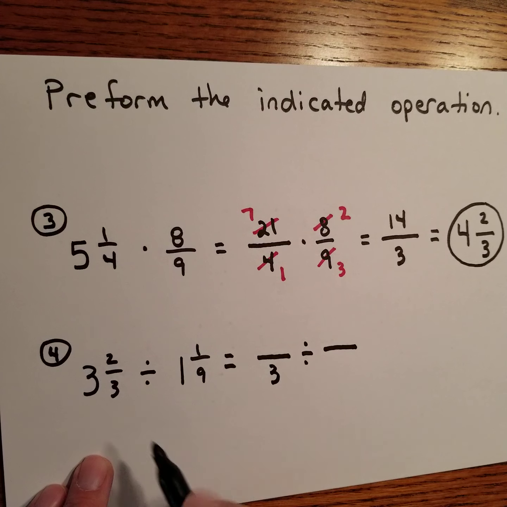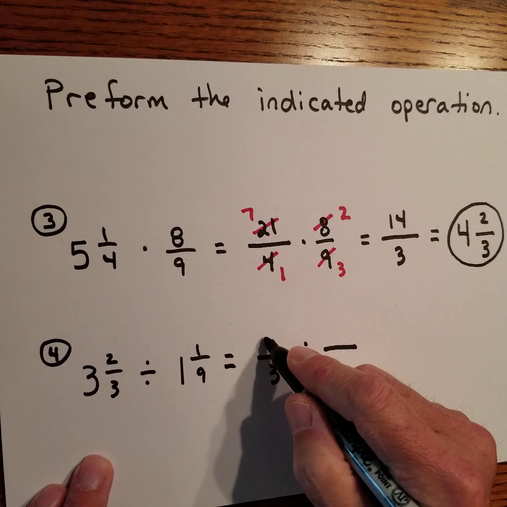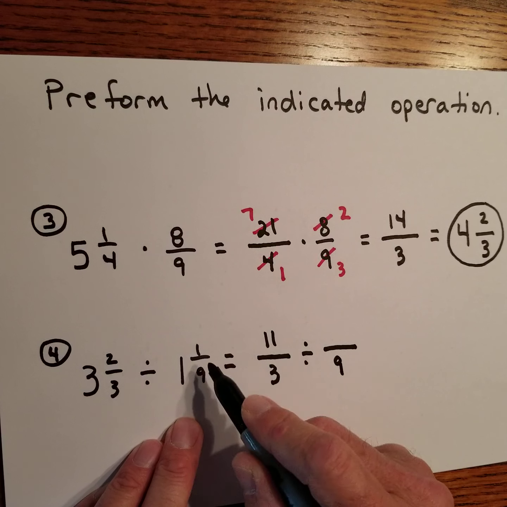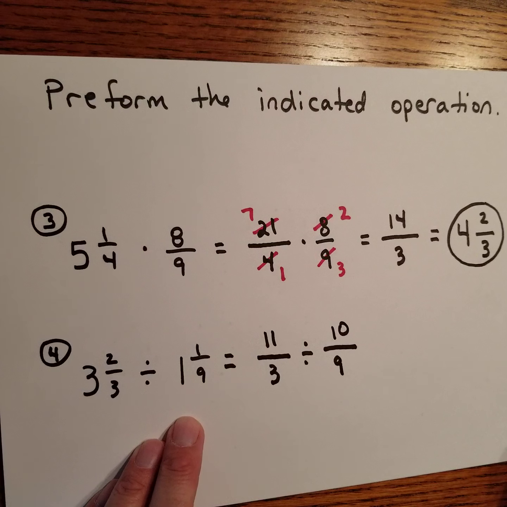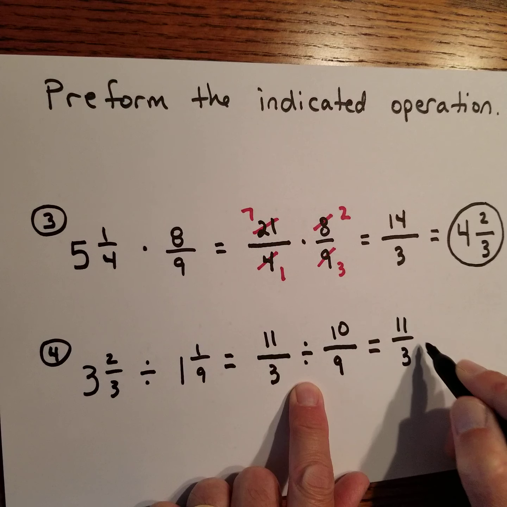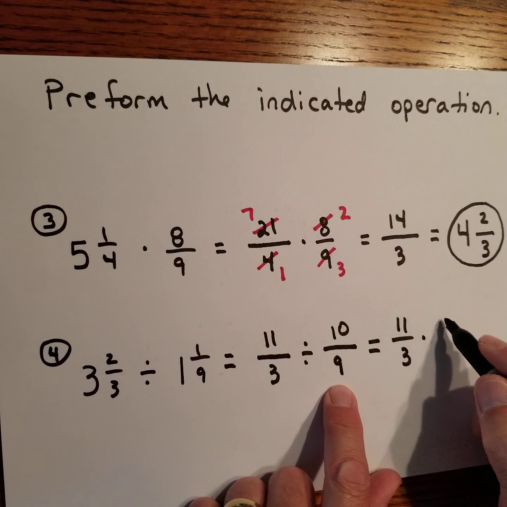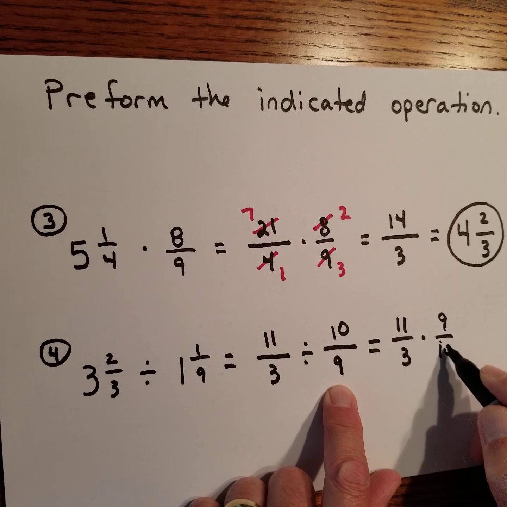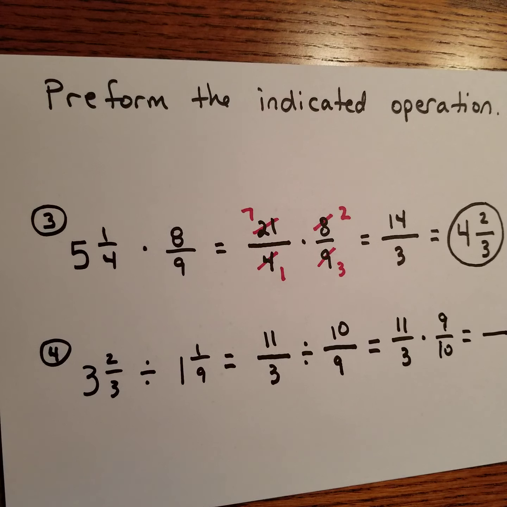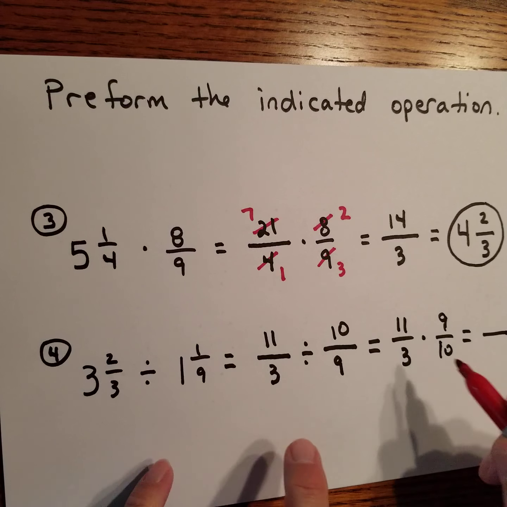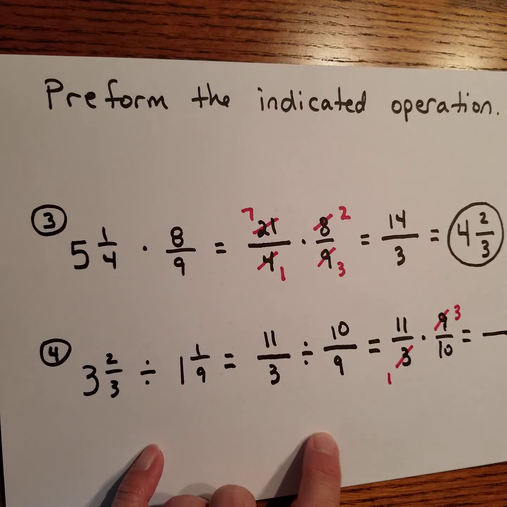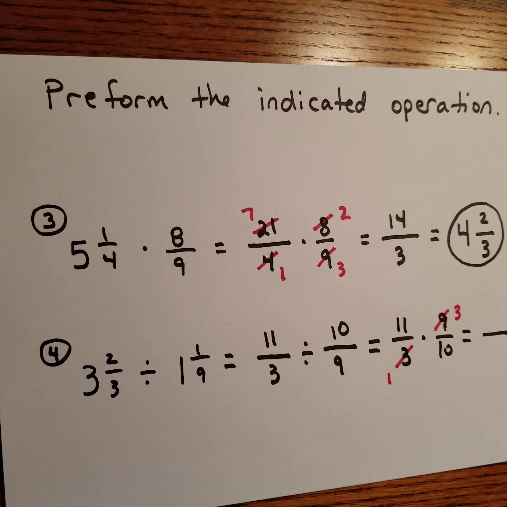Keep the denominator. 3 times 3 is 9, plus 2 is 11. Keep the denominator. 1 times 9 plus 1 is 10. Now division of fractions becomes multiplication so long as we take the reciprocal of the second fraction. Let's look to reduce. Any top with any bottom. This time the 3 and the 9 reduce nicely. Divide by 3, divide by 3. There's no other reducing to do.